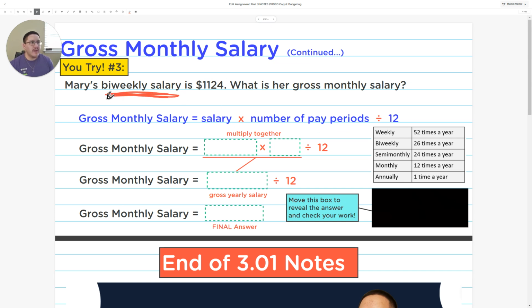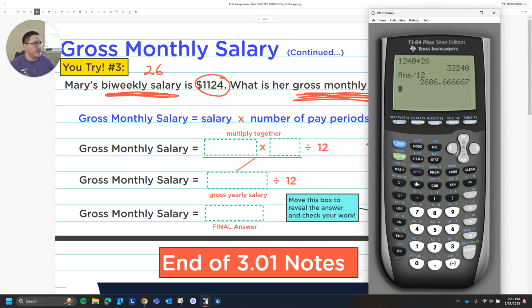Mary's bi-weekly salary, so bi-weekly should automatically say 26 times a year, is $1,124. What is her gross monthly salary? So first off, I need to figure out what her yearly salary is. So this first part that you see underlined right here, this is the gross yearly salary. I'm going to multiply these two together to get the yearly salary. So 1124 times 26 will be 29,224.